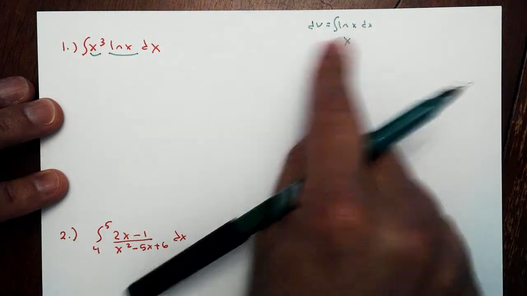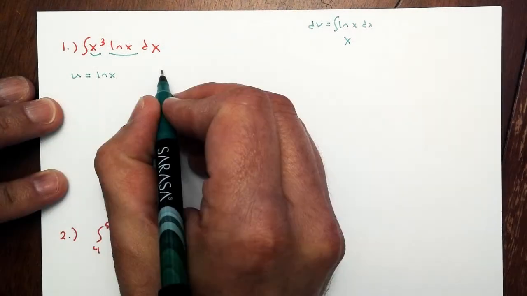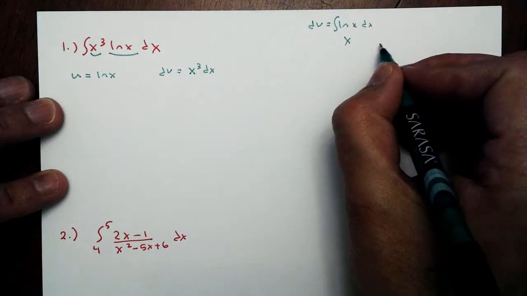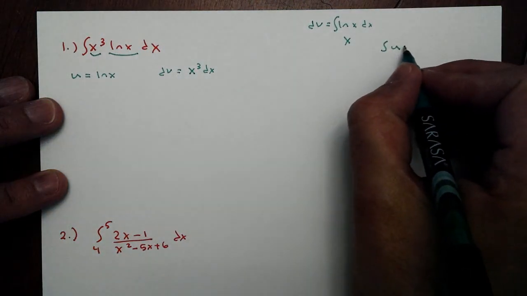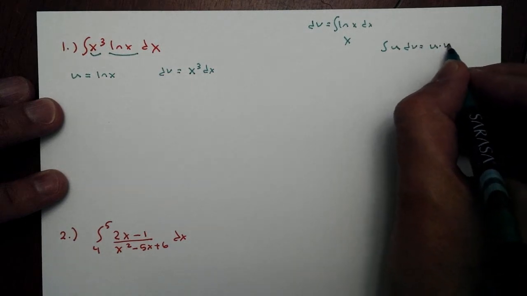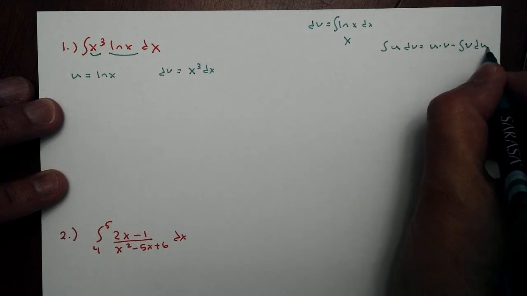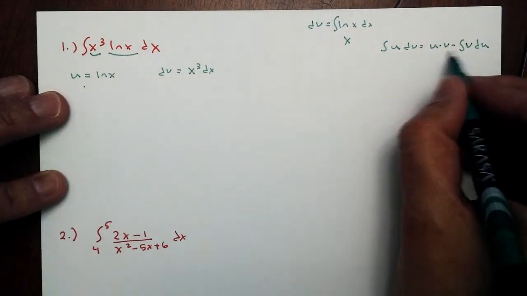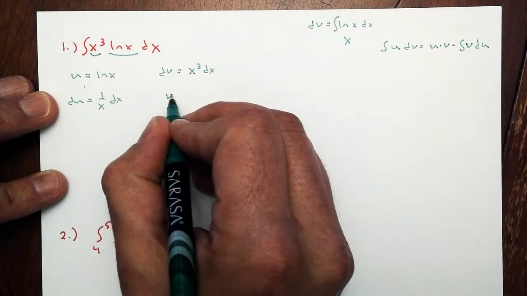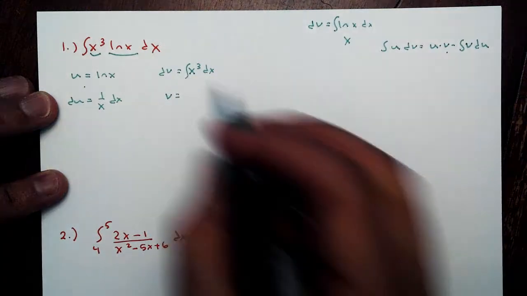So this is a very rare case where we're going to let our transcendental function be the natural log of x, and we're going to let our dv be the x cubed dx. Don't forget, integration by parts works like this. The antiderivative of u dv becomes u times v minus the antiderivative of v du. So since we have u, we have to find du, so we look at the derivative. That we do know, 1 over x dx.